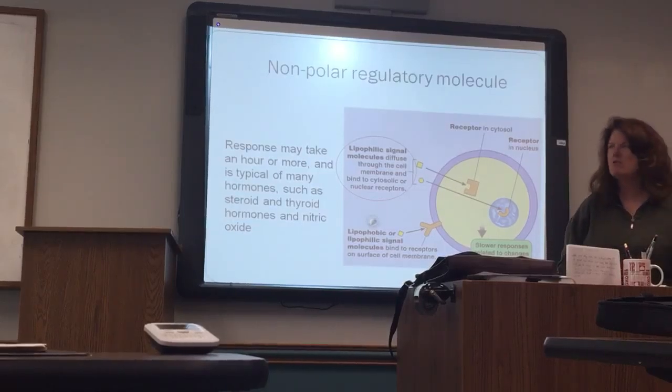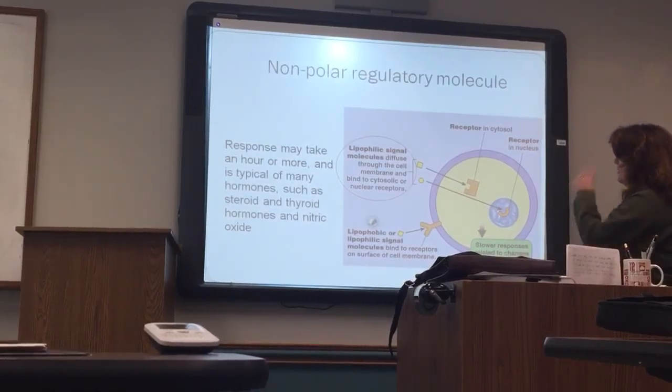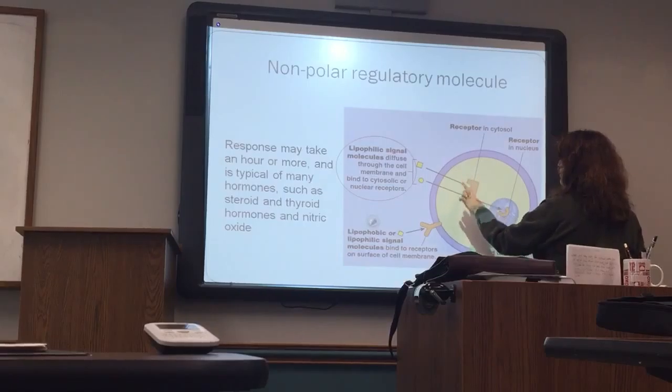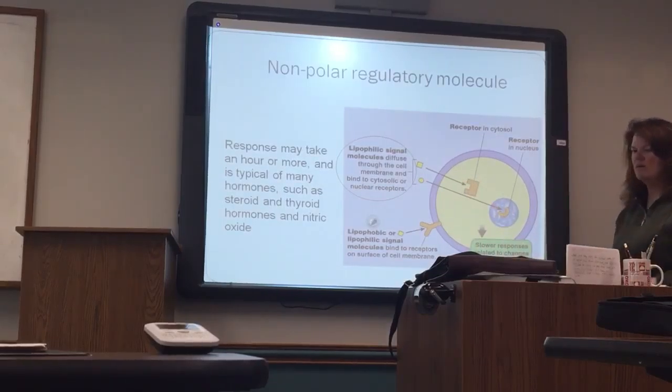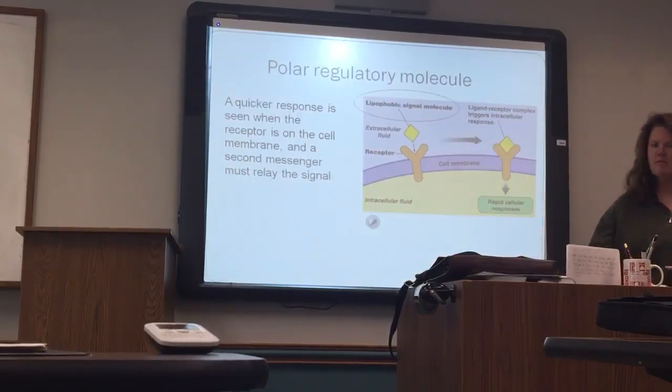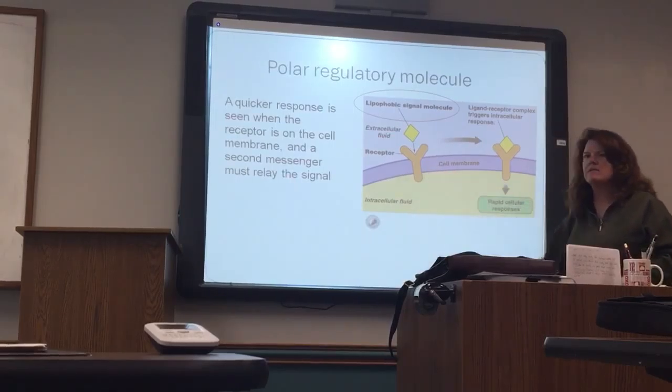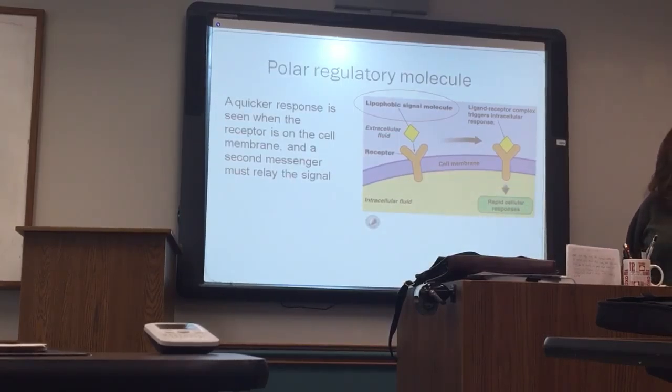And then you've got little graphics. So there we have our receptors on the inside of the cell, slower. Polar is working on the outside of the cell, faster.